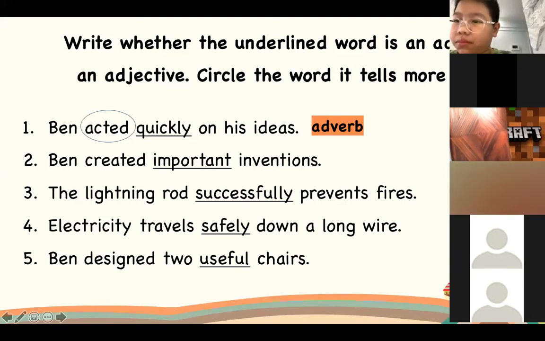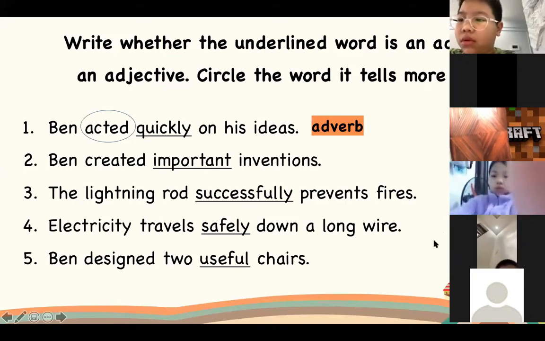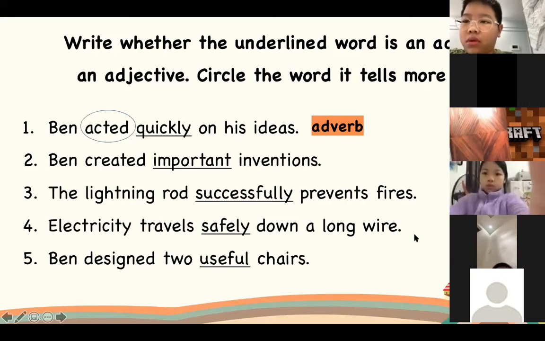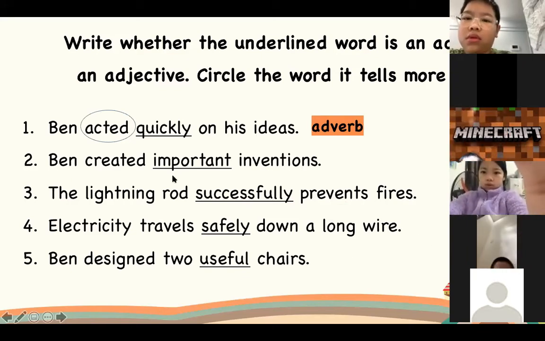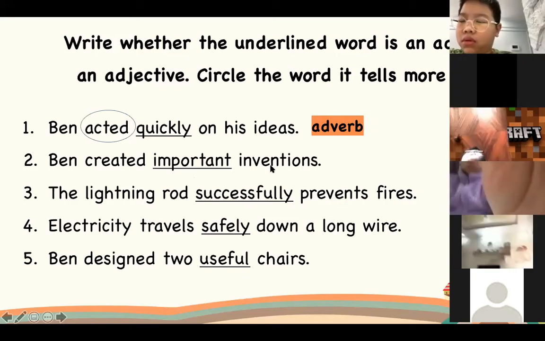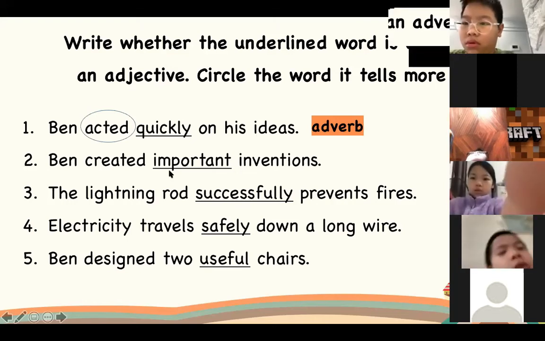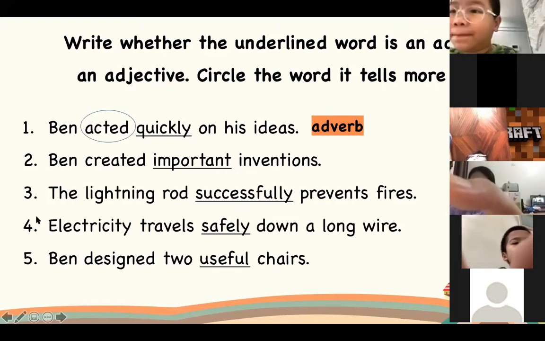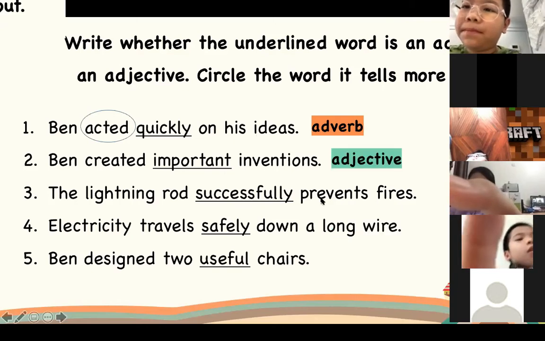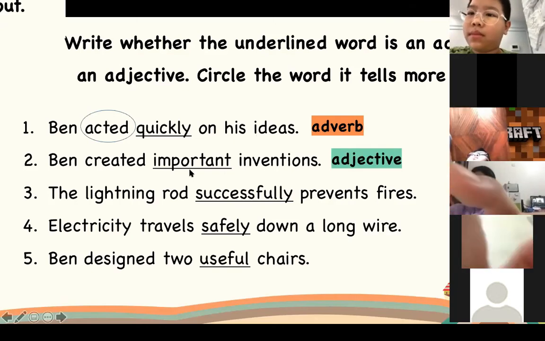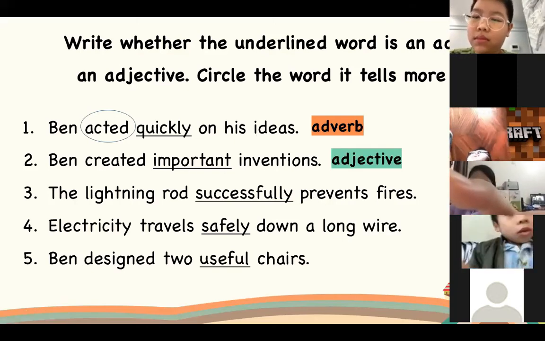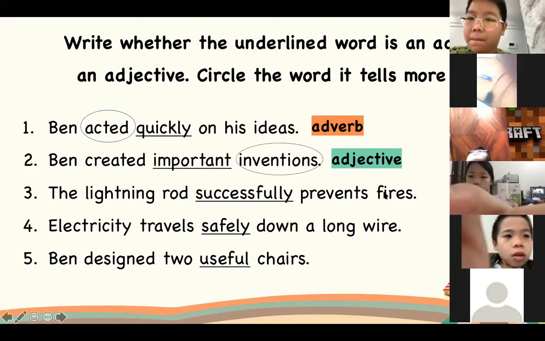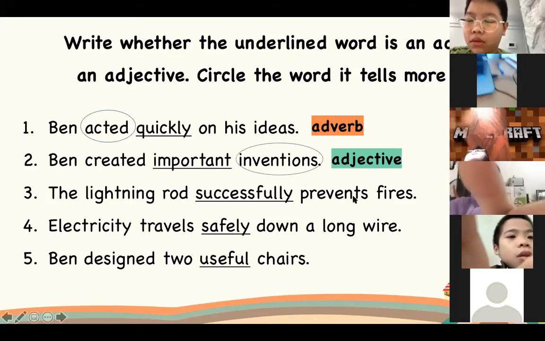Okay, number two. I would like Joey. Can you do number 2 for me? Ben created important inventions. Lovely reading. Now, the word important, is that an adverb or an adjective? Adjective. Good boy. How do you know it's an adjective? Because it describes his inventions. Very good. It's describing a noun, which is his invention. Amazing. You guys are so good.